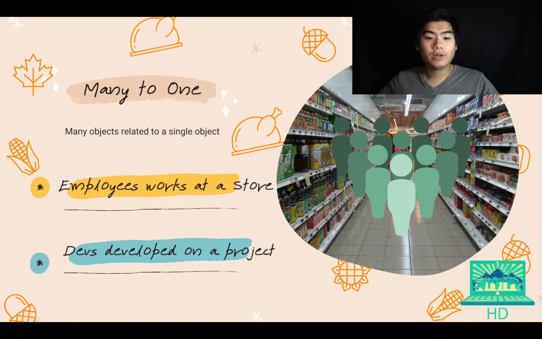And the next example is many devs worked on a single project. With this, you have multiple developers working on a single project. And you could say it the other way around, but if that's the case, then it will be one-to-many. For example, one project has many developers. That is a one-to-many example association.